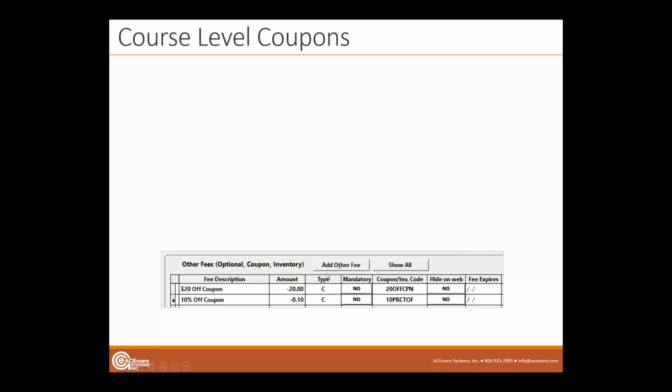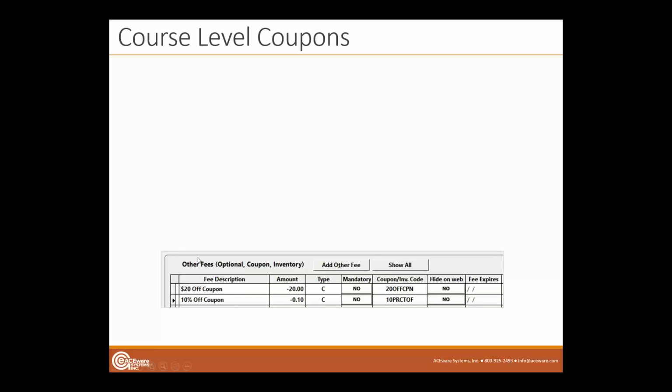The type is going to be C, because when you do the types, there's coupon, there's inventory, there's optional fees. In this case, it's going to be C for coupon. It's not going to be mandatory, but then there's going to be a coupon code. Online, they're going to show a little box that says there's a coupon available for this class. If you know the code, enter the code now. If they don't know it, they don't get it. So you're going to have to promo this and give out what that coupon code is.